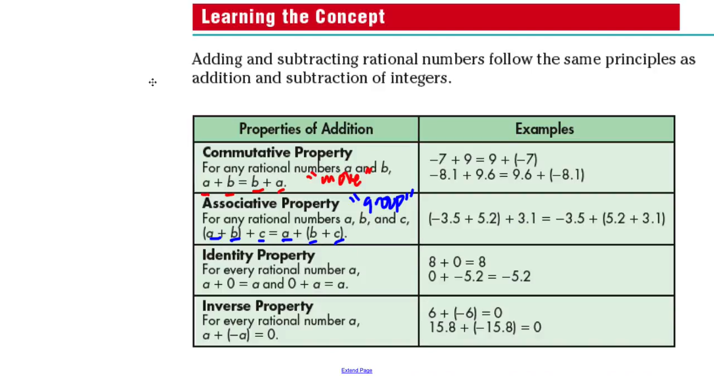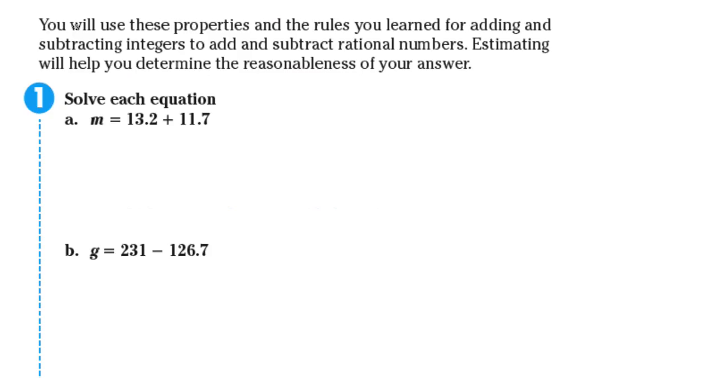Okay? Now, we will use these properties and the rules you learned from adding and subtracting integers to add and subtract rational numbers. Estimating will help you determine the reasonableness of your answer, and that's why we did the last lesson, because we want to estimate first. So let's take a look at this example. Solve each equation.